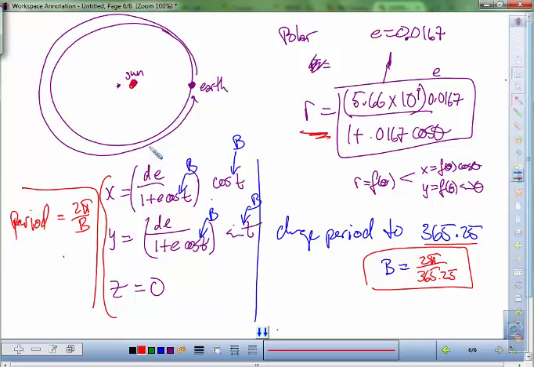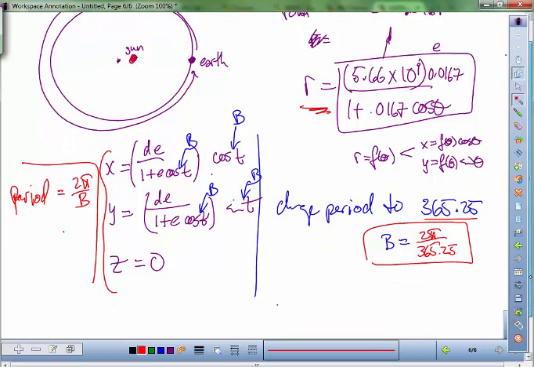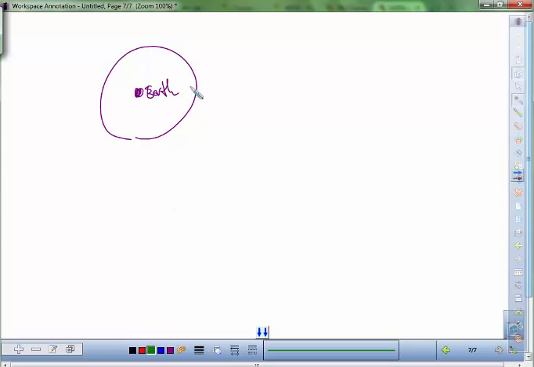Now, the moon revolves around the Earth, right? And for simplicity, let's assume that the moon goes around the Earth in a circular orbit, just so we don't have to worry about another ellipse. Assuming that the Earth is the center of this orbit, can you give me the path of the moon?